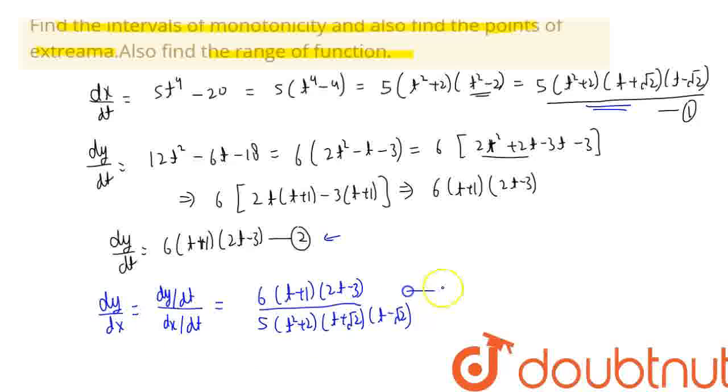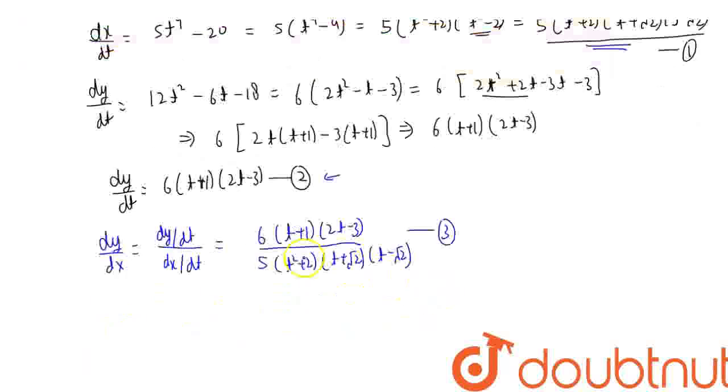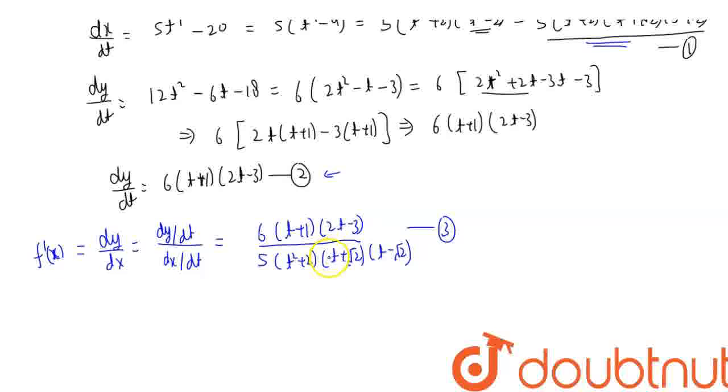So let us say that this is the result 3. Now here we have got the value of dy by dx, and dy by dx is equal to f dash x, we know that. So now from this f dash x function we are going to evaluate the critical points. We know that the critical points are got when we put f dash x equal to 0.